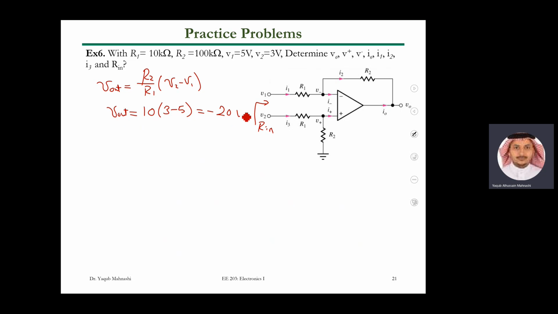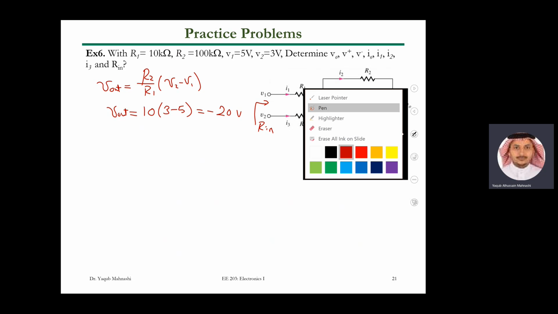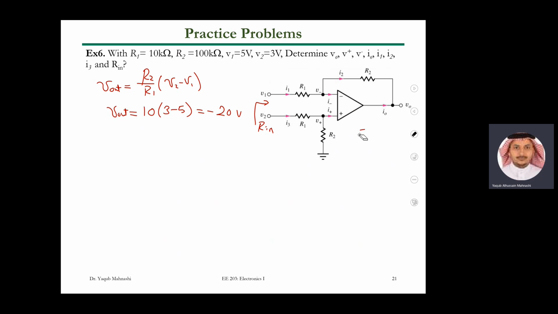Minus 20 volts. Of course, Shabab, if you have this supply connected to minus 15, this output should be minus 15, it cannot exceed that. But it's not there, it is deleted or omitted, so then we can just use it as S, which is minus 20 volts. Then what else? What do we need to find, Shabab?